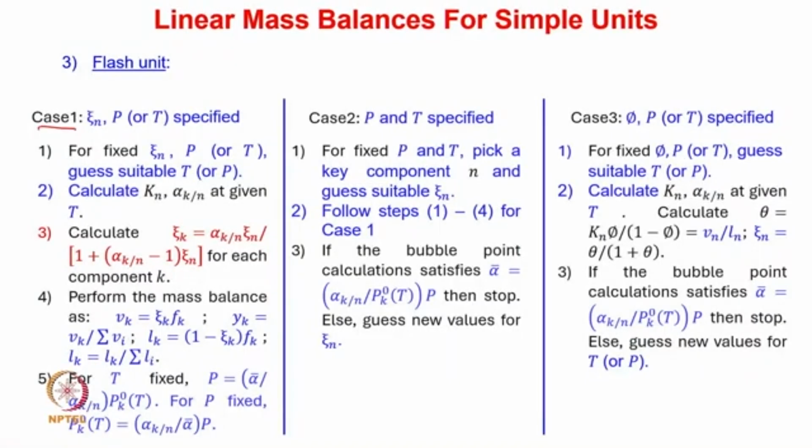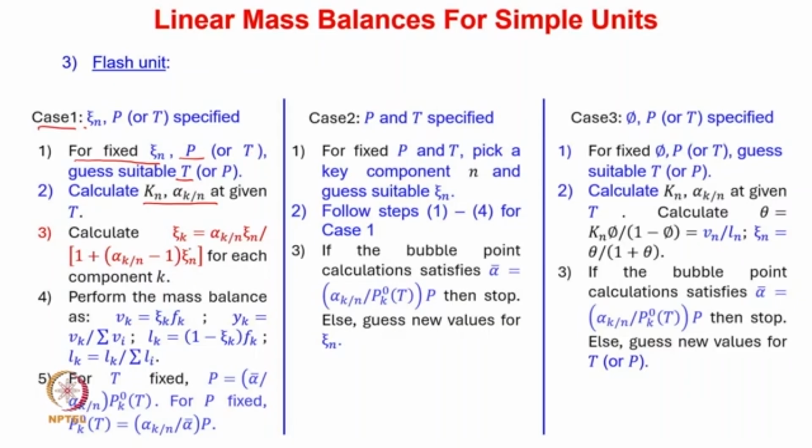Case 1 is when zeta n is fixed, and out of P or T, one is specified. So in that case, for a fixed zeta n and let's say P is fixed, we can guess the suitable value of temperature T. Or if the T is fixed, in that case we are going to guess the suitable value of P, and then we are going to calculate Kn and alpha Kn. So Kn is the equilibrium constant here, and alpha Kn is nothing but the relative volatility of the kth component with respect to the key component n. So we can calculate Kn and alpha Kn at a given T.